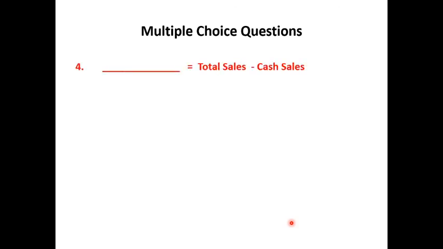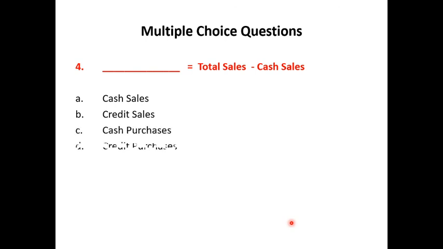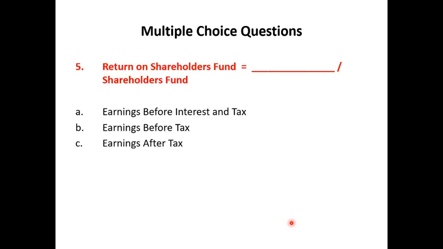Next, fourth one. Dash is equal to total sales minus cash sales. The options are cash sales, credit sales, cash purchases, credit purchases. The correct answer is credit sales. Next question is return on shareholder fund is equal to dash divided by shareholder fund. The options are earnings before interest and tax, earnings before tax, earnings after tax and none of the above. The correct answer is earnings after tax.